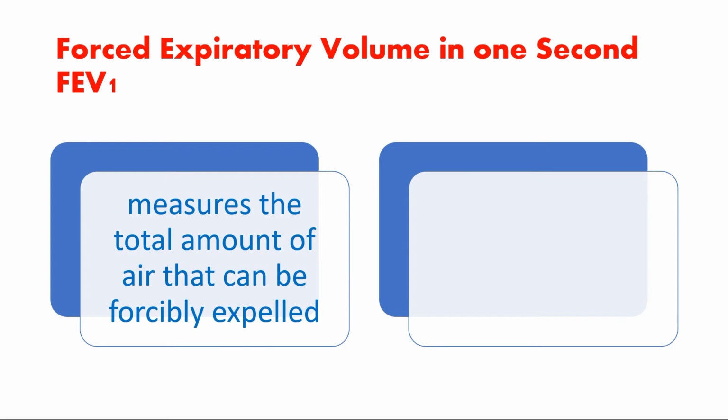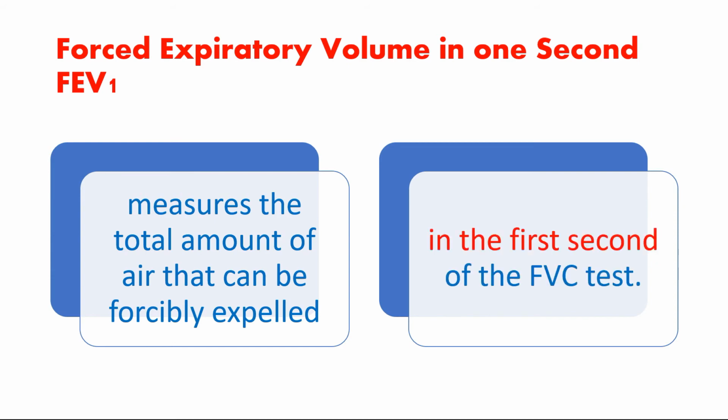So in 1 second, it measures the total amount of air that can be forcibly expelled in the first second of forced vital capacity. So I want to see how much air the patient can expel in the first second of the forced vital capacity. So what do you expect? Who has difficulty in exhalation? The obstructive or the restrictive? The obstructive diseases. Good, very good.